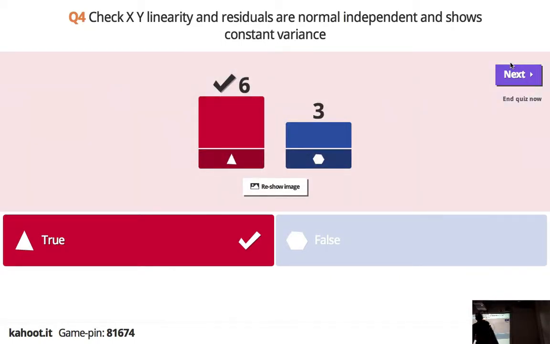Yeah, these are the assumptions in regards to doing linear regression analysis. Check the XY linearity, and then we check if residuals are normally distributed, independent, and have constant variance. So this is assumption 1, 2, 3, 4, right?